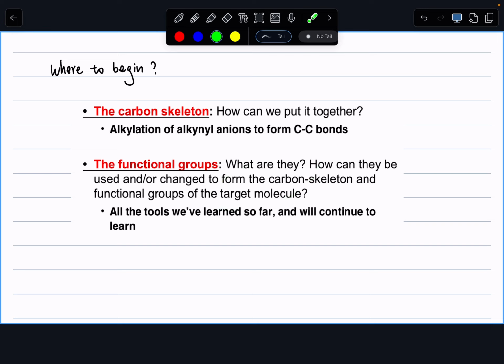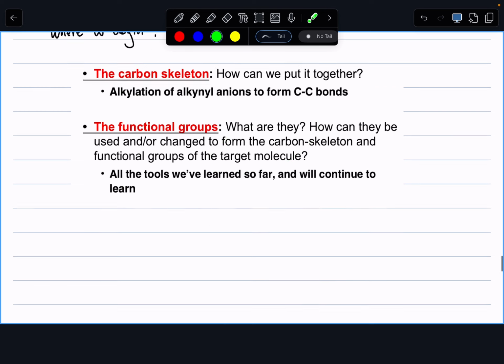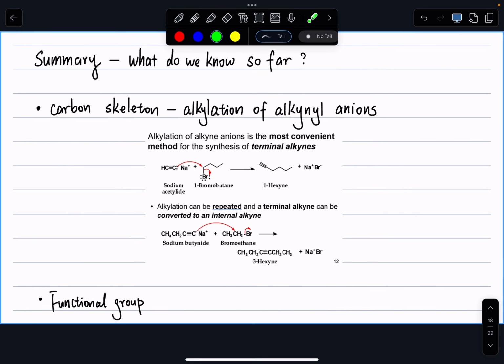Let's look at a quick review of all the reactions we discussed so far. This is going to be a quick flashback. Everything on this slide you should already know. If you don't know it, you have to review it.